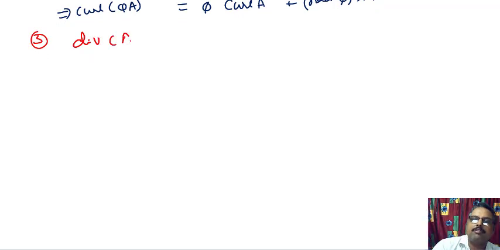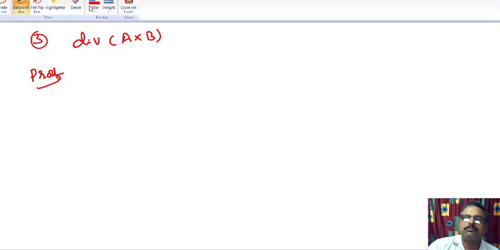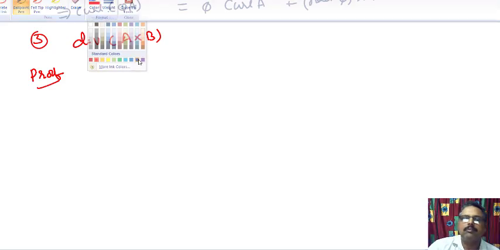Divergence of A cross B. Here A and B are both vectors. A cross B is also a vector. Divergence of a vector point function is a scalar quantity. So we will discuss the proof of the identity.